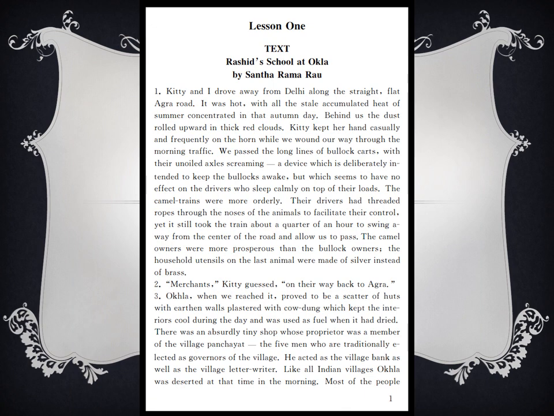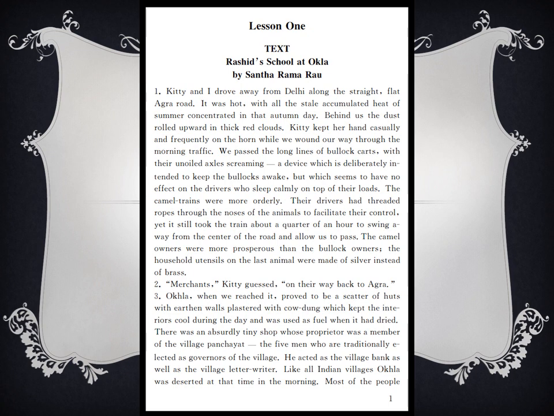Rashid's School at Okhla by Shanta Rama Rao. Kitty and I drove away from Delhi along the straight, flat Agra Road. Means there are two characters in the story, Kitty and another person, and they are going to Delhi. Straight means quite straight, okay? And they are going on Agra Road.